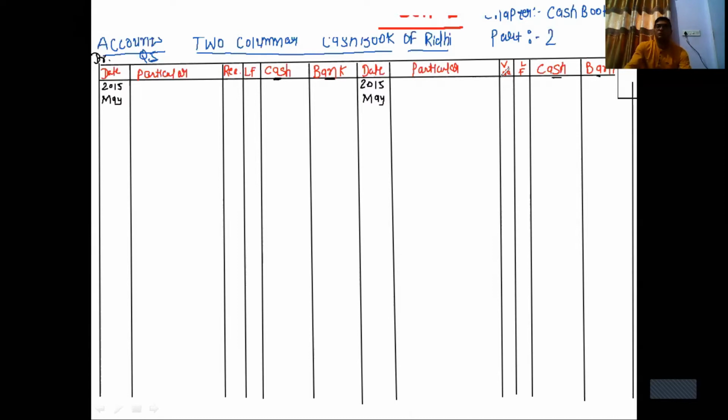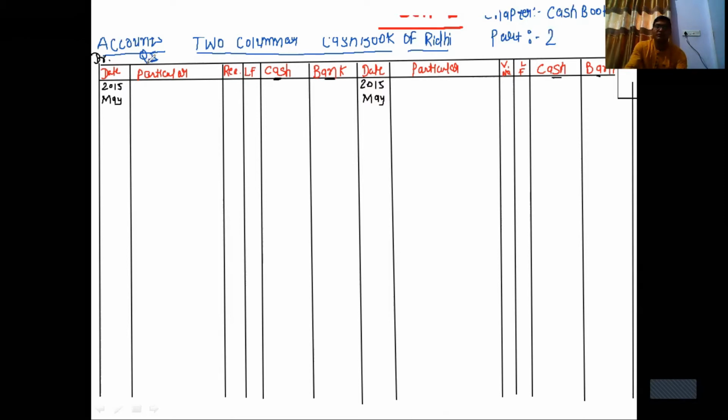Okay. So here the format is date, particular, receipt number, LF. These are all the same columns. Then after that we have to prepare two columns. Number one for cash, second for bank. Again date, particular, voucher number, LF, cash and bank. Now we have to write down a two columnar cash book of the name of the owner, the name of the person.